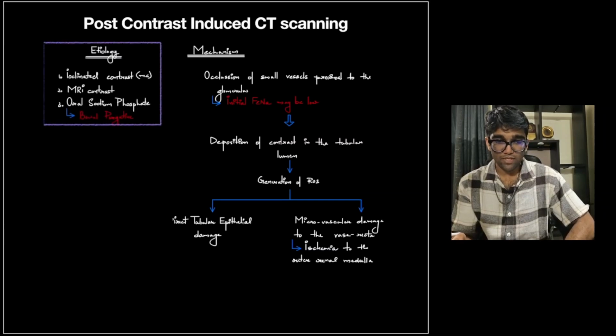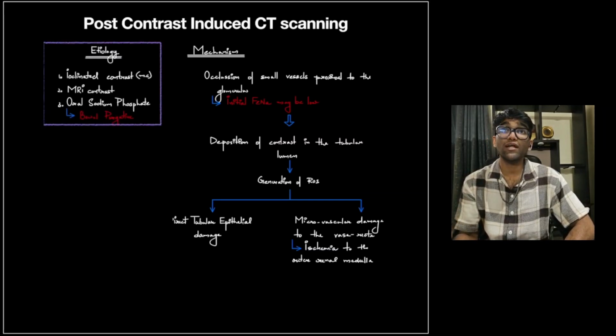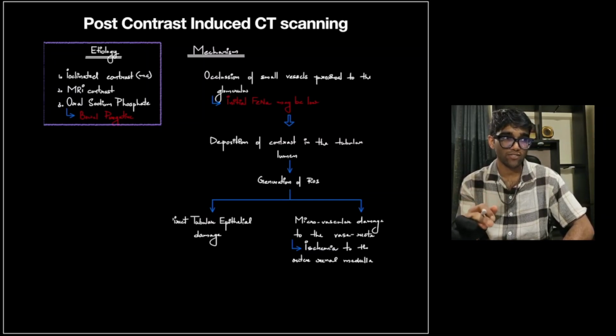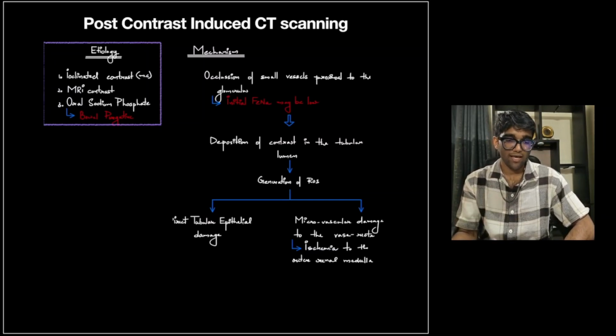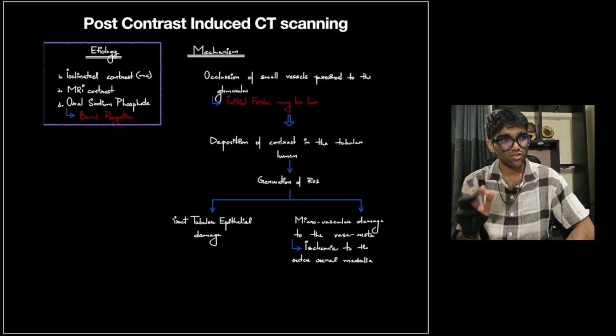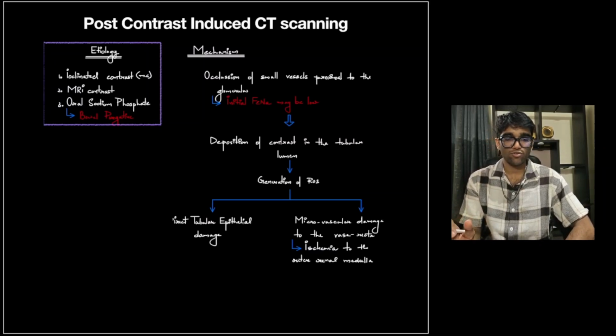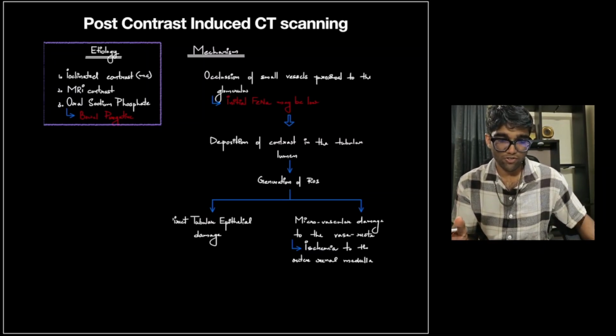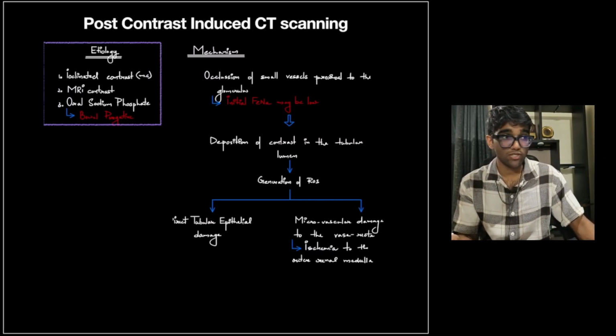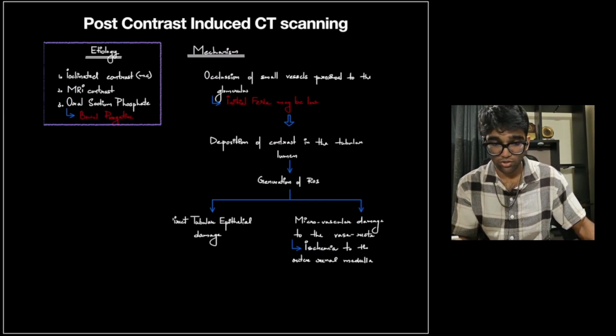Now, etiologically, this could be iodinated contrast. Nowadays, we use isoosmolar iodinated contrast. Earlier, we used to use hyperosmolar. Isoosmolar is much less likely to cause this. Use of MRI contrast, although not as common, and use of oral sodium phosphate, which is used as a bowel purgative, usually for bowel preparation prior to colonoscopy.